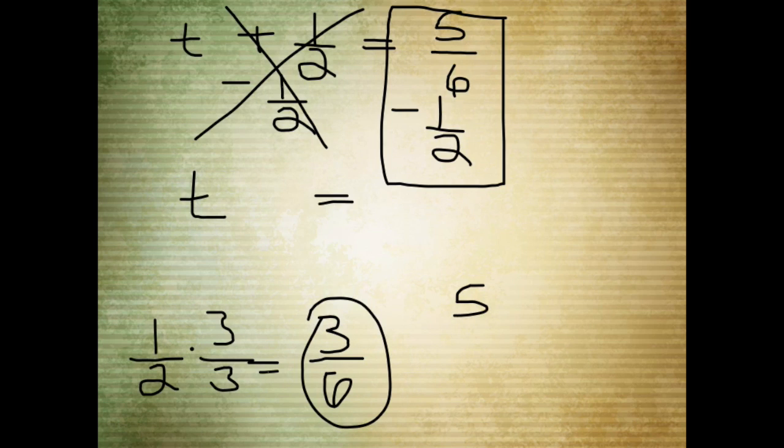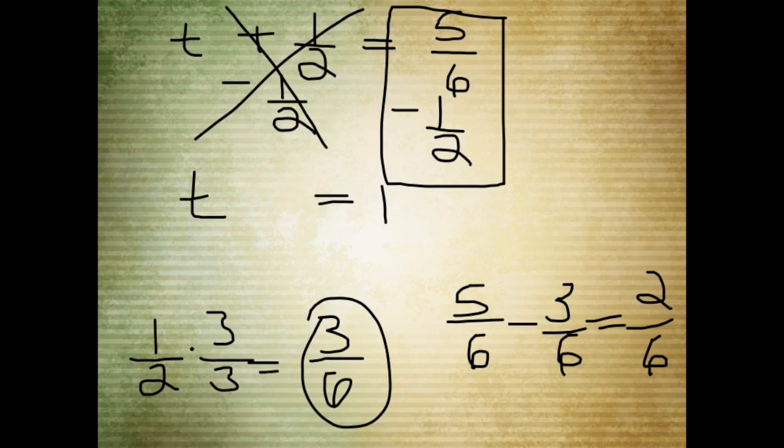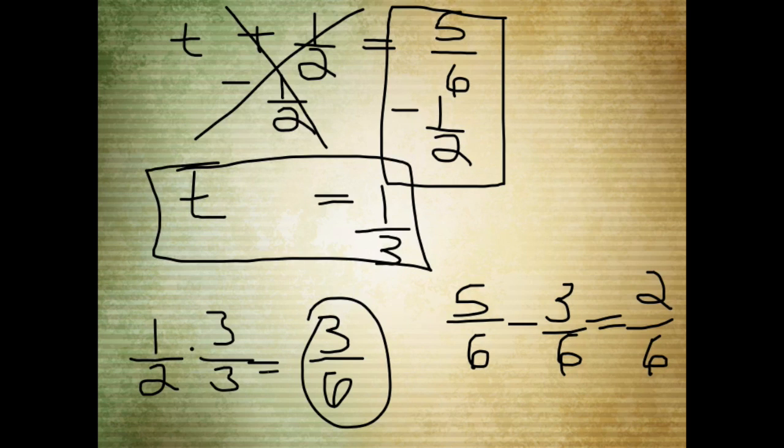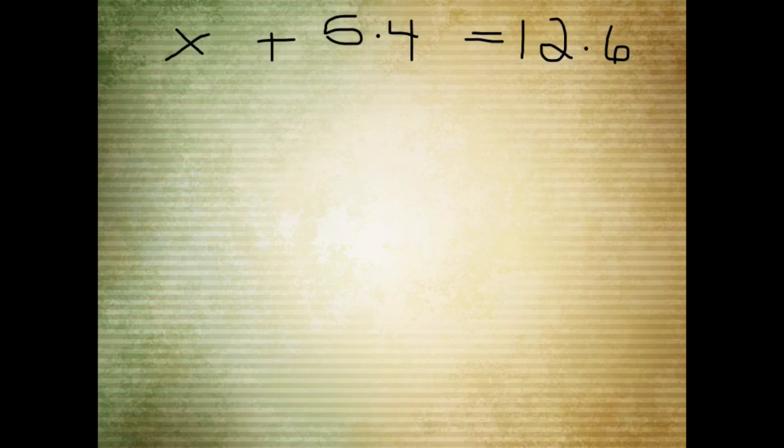So it'll look like this: 5/6 minus 3/6, and we say equals, what's 5 minus 3? That is 2, and we have a 6 on the bottom. That's 2 over 6, which actually ends up being 1/3. So your answer, here it is, a little messy, sorry about that, but our answer is t equals 1/3. I will let you do number 4 by yourself.